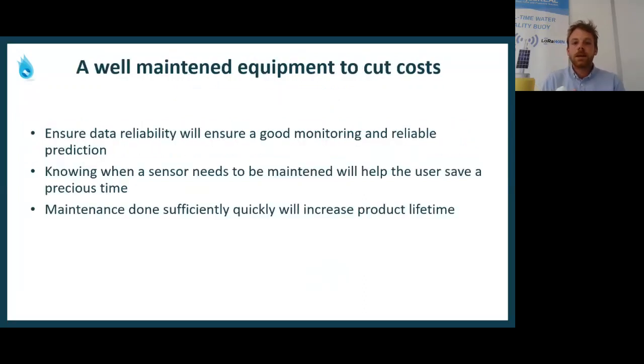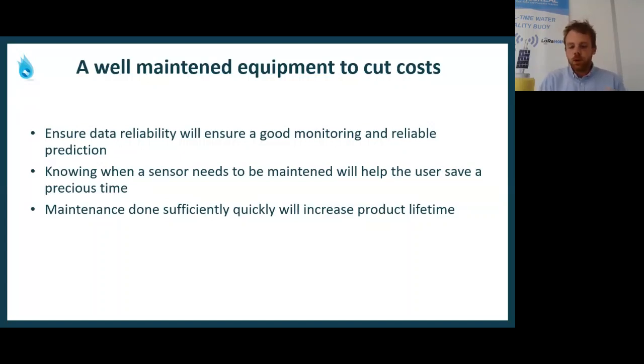But what are the main benefits of having a predictive maintenance model on your sensors? First is to ensure the data reliability, and if you don't have good data, you won't be able to have good real-time monitoring and take good decisions. On a second plan, we need reliable data to be able to make reliable predictions.